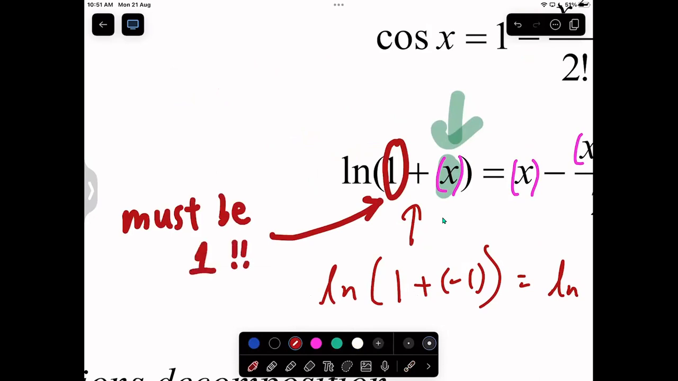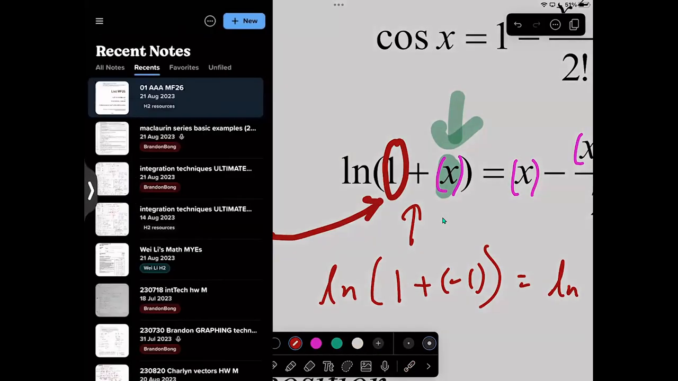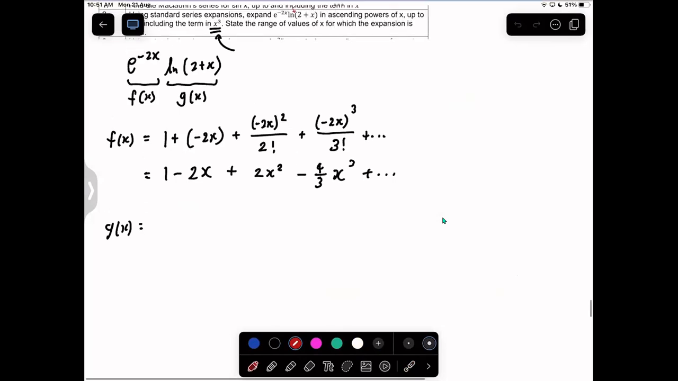So we have to use logarithm rules to help us manipulate it until we get a 1 plus. Is that clear? If not clear, then let's see the example, it will be clearer. What I mean is ln of 1 plus 2x, we cannot work with this. We cannot work with this.